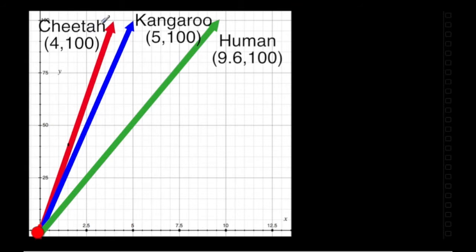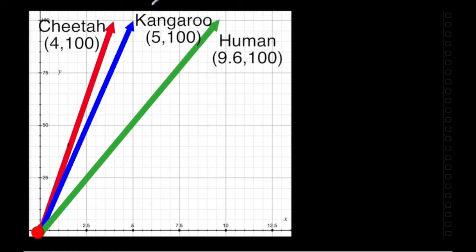Also, to answer part B, you can clearly see that if we're going to rank the lines in order of steepness, the cheetah has the steepest line, the kangaroo is second steepest, and then the human was third steepest, which gives us this relationship between the steepness of a line and how fast something goes.